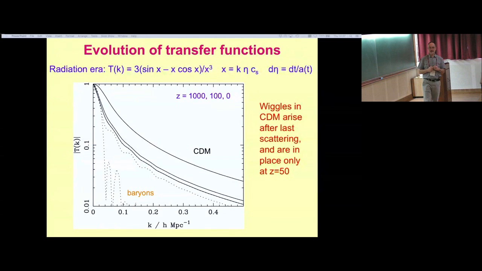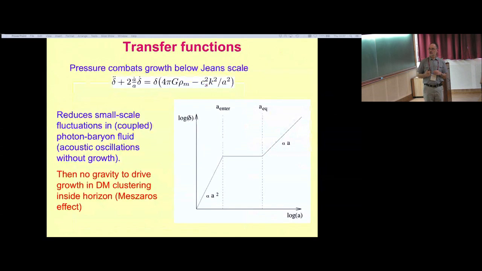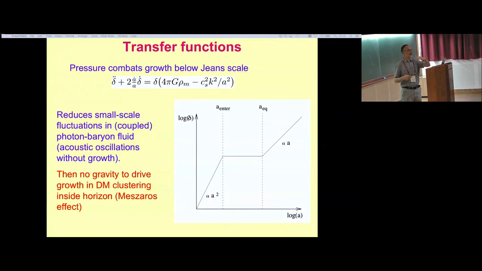At early times, when fluctuations are outside the horizon, in the radiation era, the amplitude of density fluctuations will just grow universally as the square of the scale factor. So when they enter the horizon, pressure effects on the photon baryon fluid will prevent any further growth. And what that means is that, because this is the dominant constituent of the universe at that time, if you reduce the growth of the photon baryon fluid, there's less gravitational attraction available to cause the dark matter fluctuations to grow.